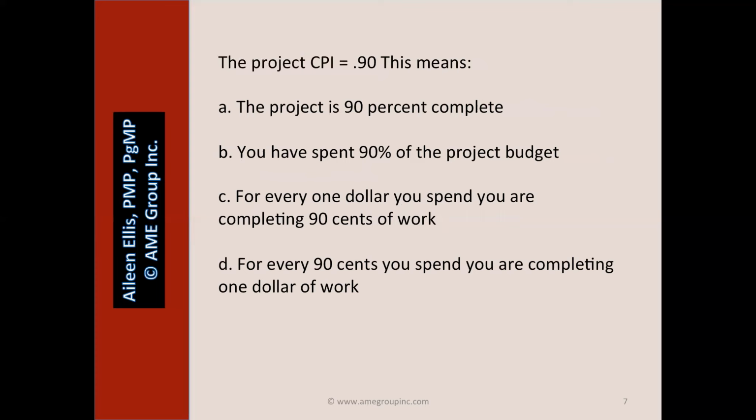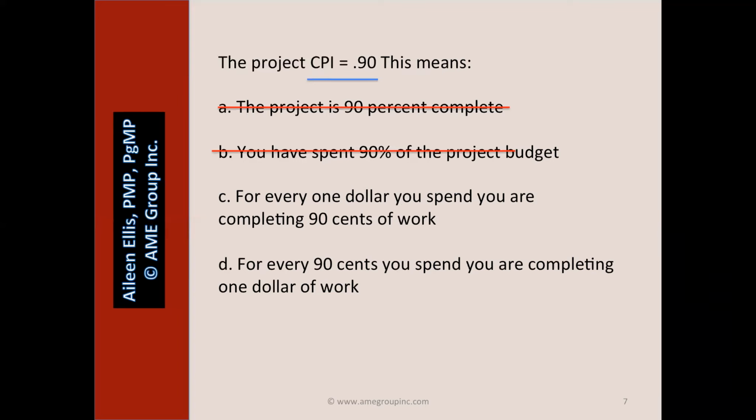Is the question about schedule or cost or both? It's about cost. If my CPI is less than 1, this is bad. It means the project is over budget. A, the project is 90% complete. We have no idea because we don't have any schedule information. B, you've spent 90% of the project budget. We have no idea. CPI is about cost efficiency.